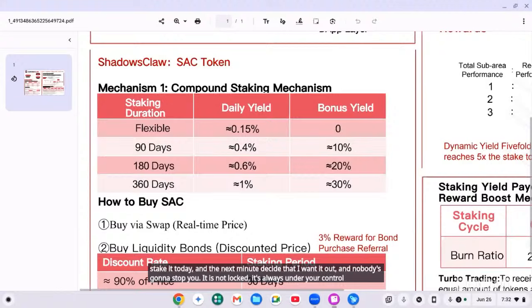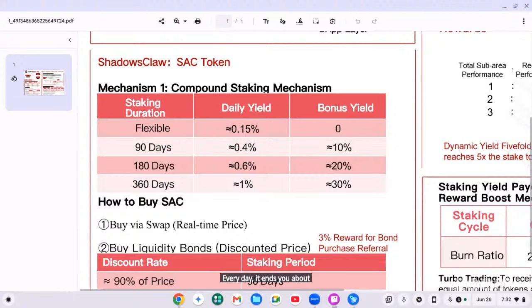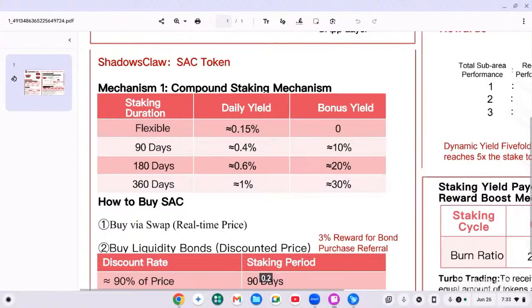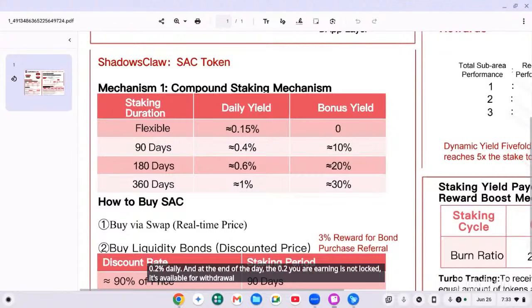Every day it earns you about, sorry, this was an earlier version of the PDF I'm sharing, but it offers you about 0.2% daily. And at the end of the day, the 0.2% you are earning is not locked, it's available for withdrawal, and your capital as well. But if you take the flexible staking, there are no bonus yields, right?